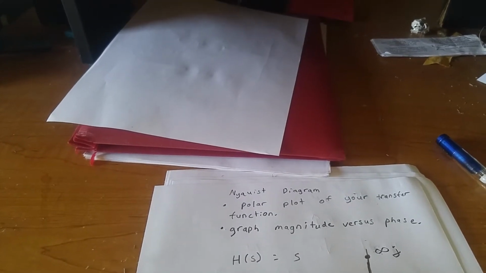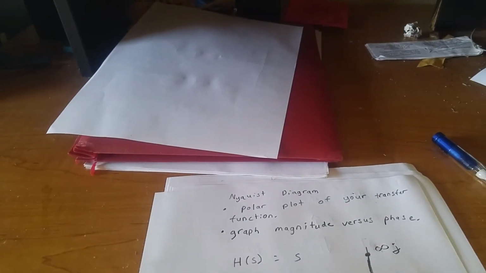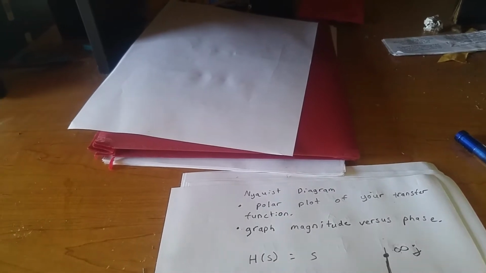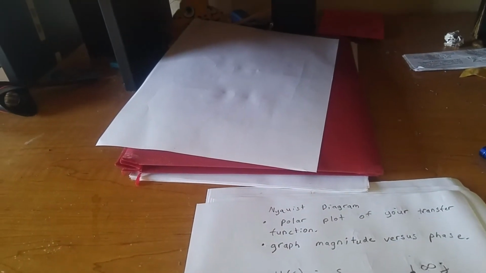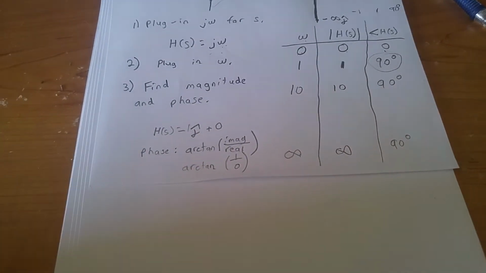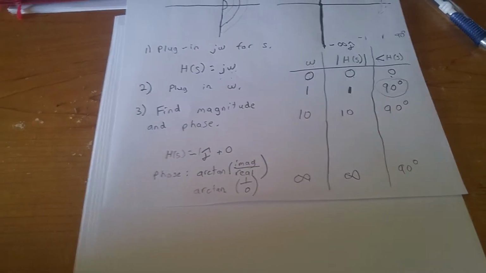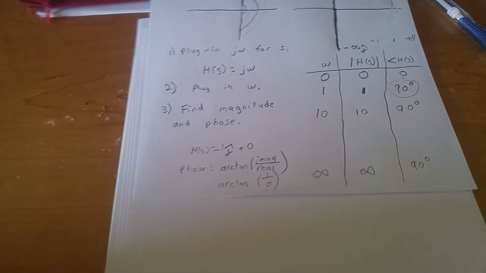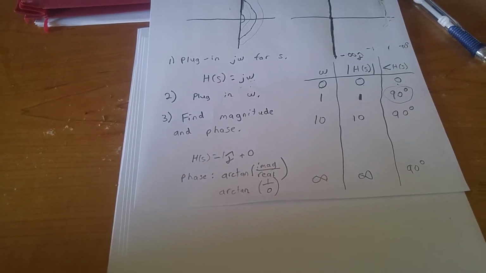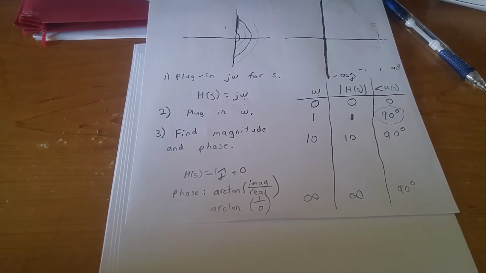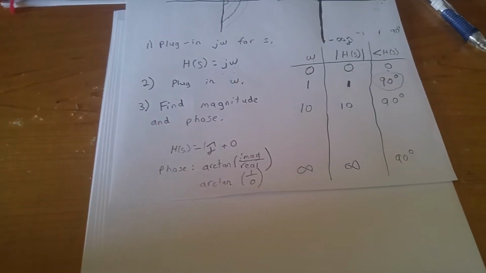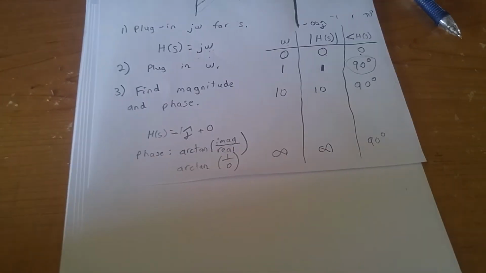Well, either we're going to be given a table, or we need to come up with a table. We need to figure out the magnitude of different omega values, and figure out the phase of different omega values. So the way that we do this, step 1, plug in j omega for s. Then, plug in different values of omega. Generally, for your omega values, you want a longer range, a bunch of different values, to give you a feel for what's actually happening inside of the Nyquist diagram.